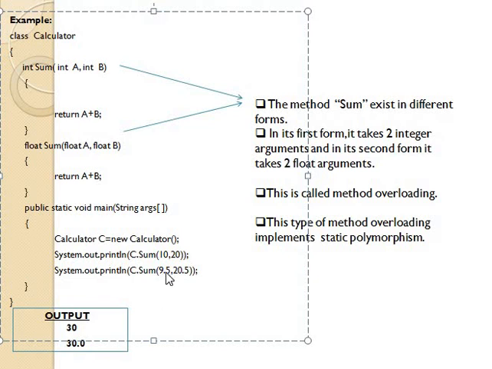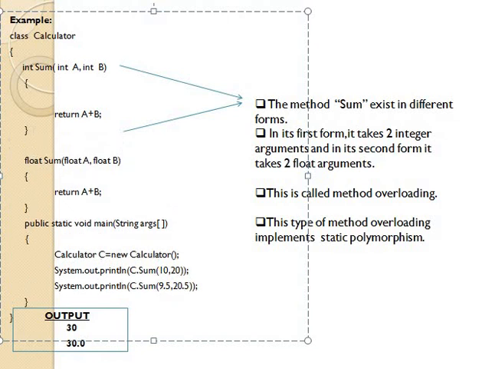Now when the first argument is 9.5, for this second method sum, a will get the value of 9.5, and similarly b will get the value of 20.5. Now come inside the body of this method and execute this action statement, which is return a plus b. This action statement will return the value of a plus b, which will be 9.5 plus 20.5. Now you calculate what is 9.5 plus 20.5.